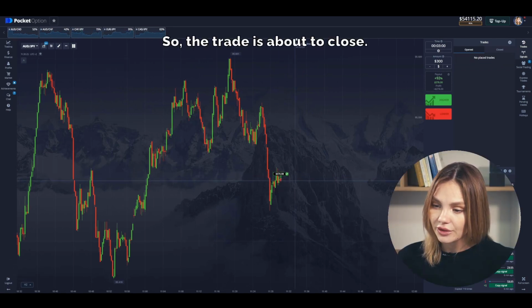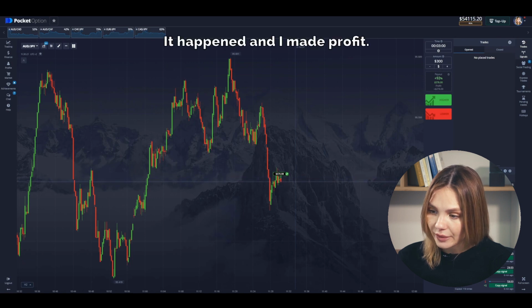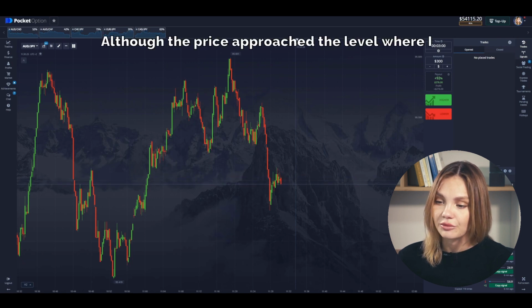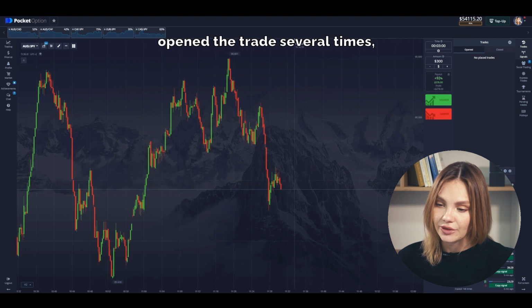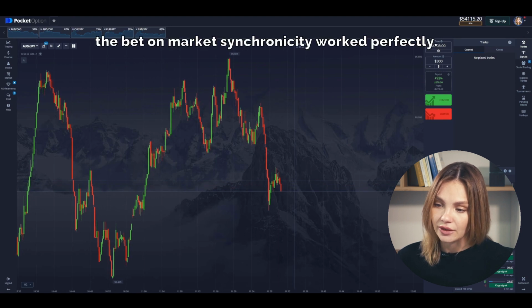So the trade is about to close. There we go. It happened and I made profit. Although the price approached the level where I opened the trade several times, the bet on market synchronicity worked perfectly.